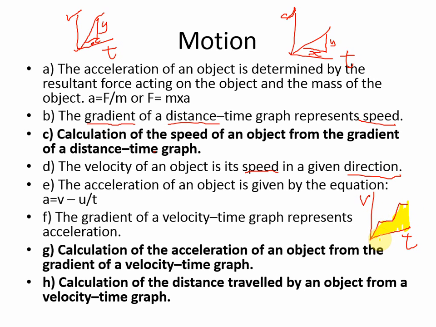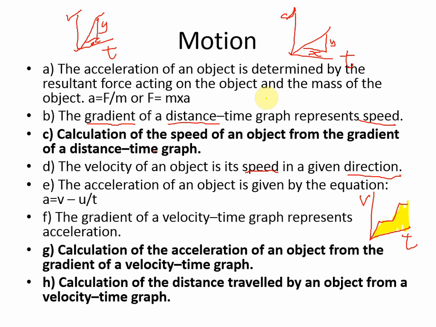So break that into a triangle, figure out the area of that triangle. Break that into a rectangle, figure out the area of that rectangle. Break that into another triangle there, figure that out. Another rectangle there, figure that out. So you can calculate the distance travelled from a velocity time graph as well.